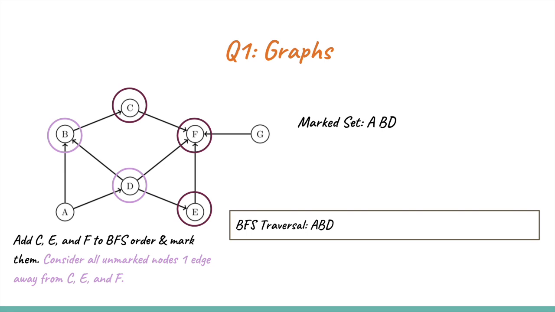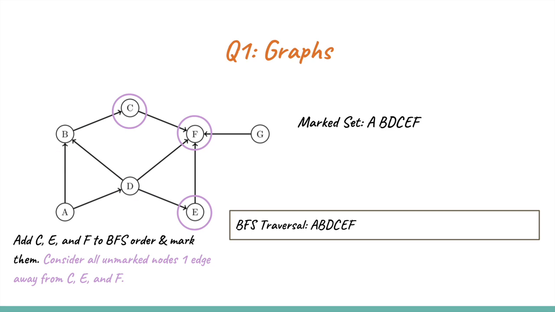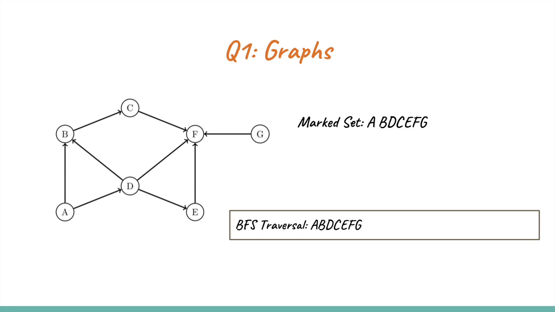So once again, we consider all unmarked nodes one edge away from these vertices. And since there are none, we just add G and we are done.